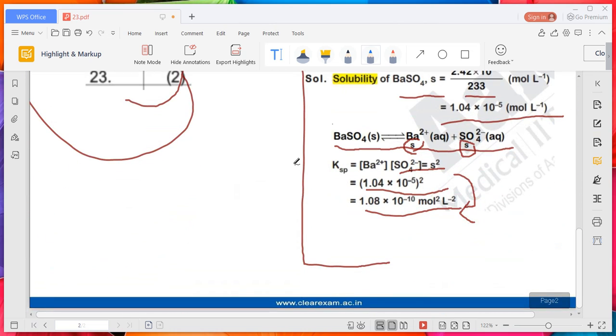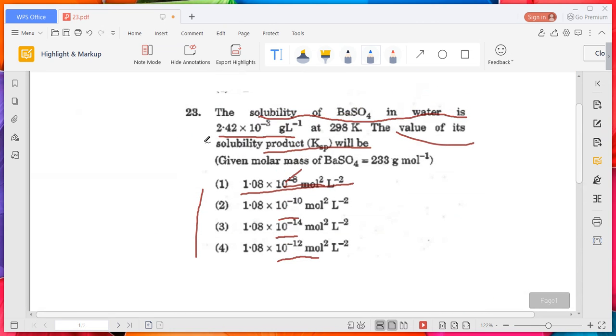What is the answer saying? 10^-10, not possible. 10^-8, this is possible. 10^-14, not possible. 10^-12, not possible. So the answer is the second.